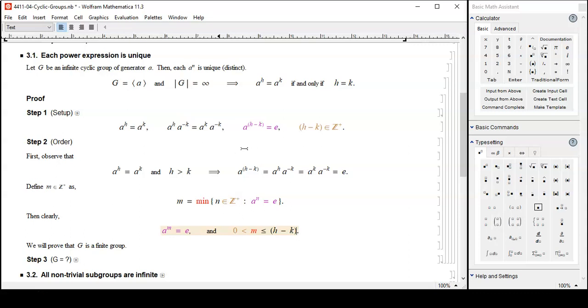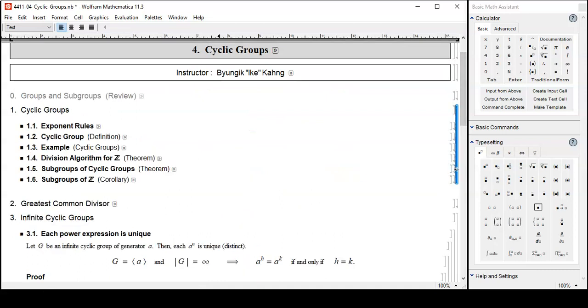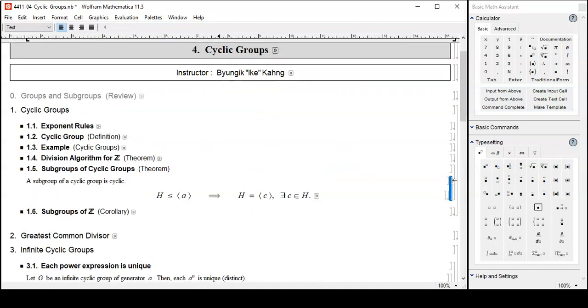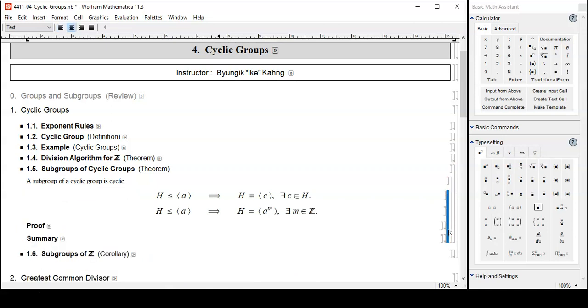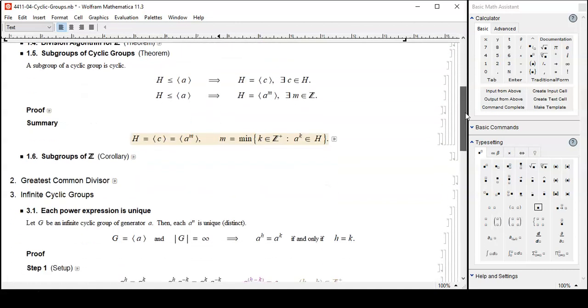By the way, haven't we seen this before? Does it ring a bell? Yes, you have. In the proof of theorem 1.5, we went through this. Remember, when you're looking for a generator, a to the m power, m is actually the minimum of the set, which comes from the set of positive integers with this property, this one here.